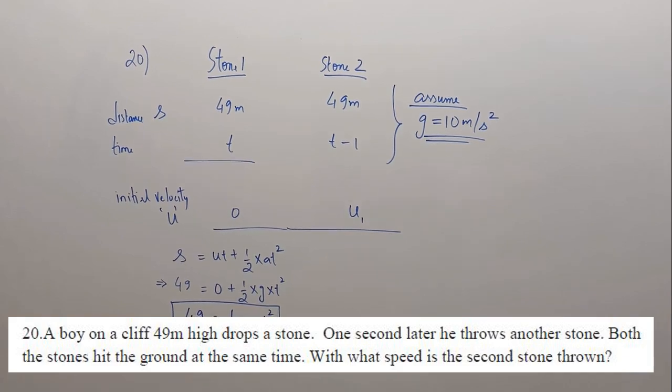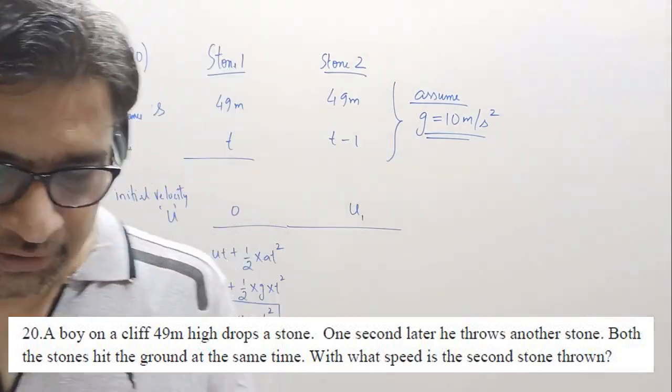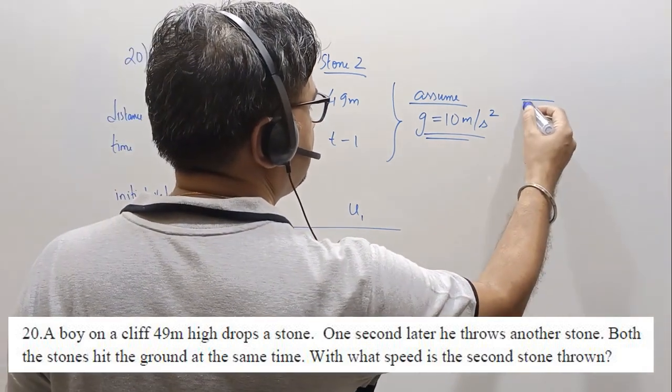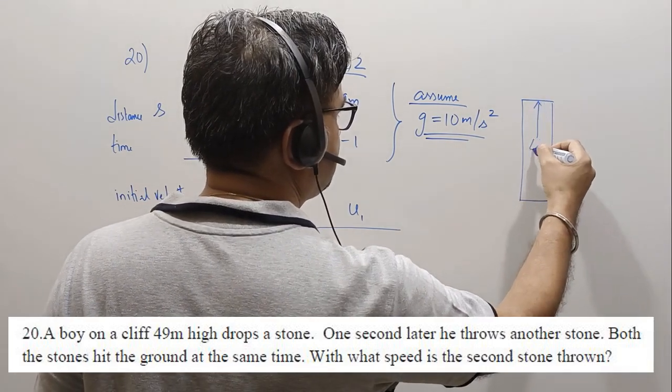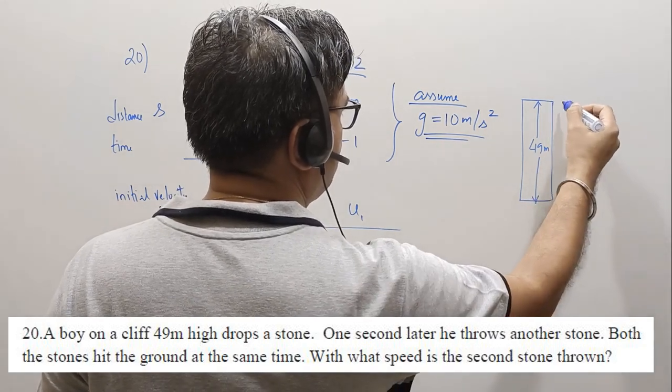Question number 20. Now in this case, a boy is on a cliff 49 meters high. So the arrangement might look something like this. There is a cliff. This is 49 meters, and there are two stones falling.